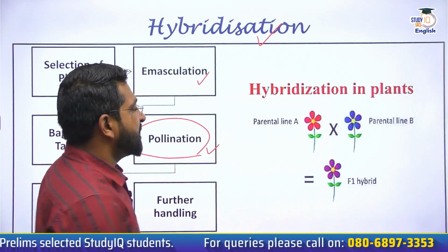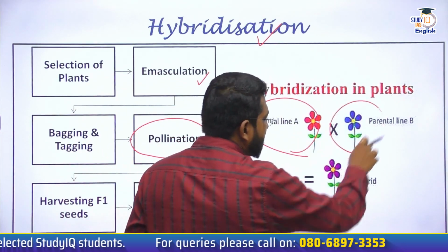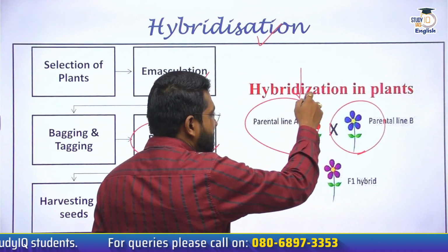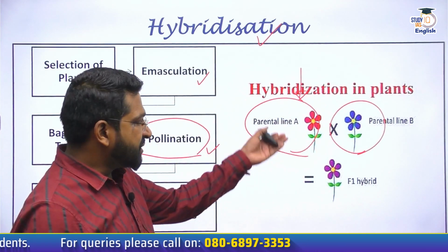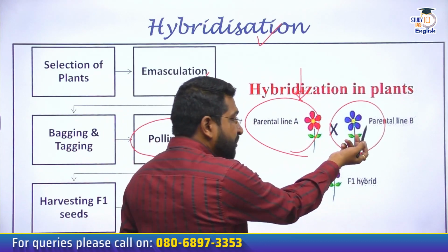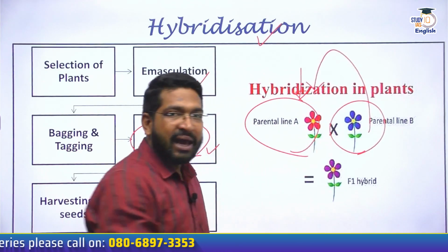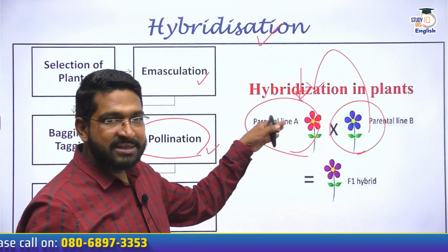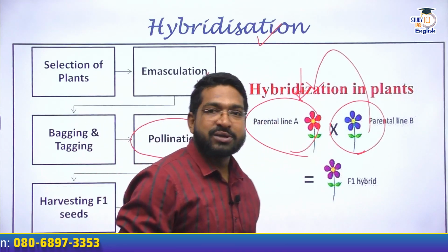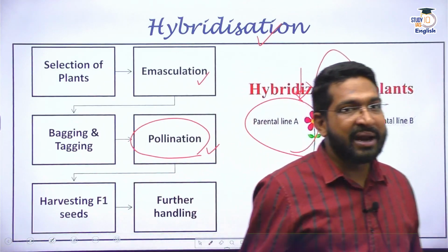Simple. That means we take a parent line A, parent line B. Parent line A is emasculated. That means the pollen grains from this are removed, and we ensure that the pollen grains from the other one are going to fertilize this, and then we get the F1 hybrid. So we have gone for hybridization.